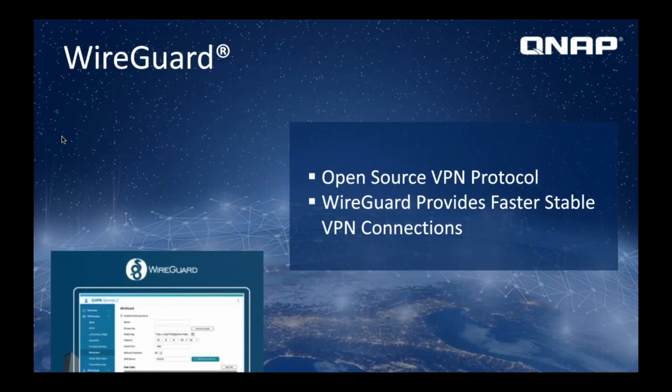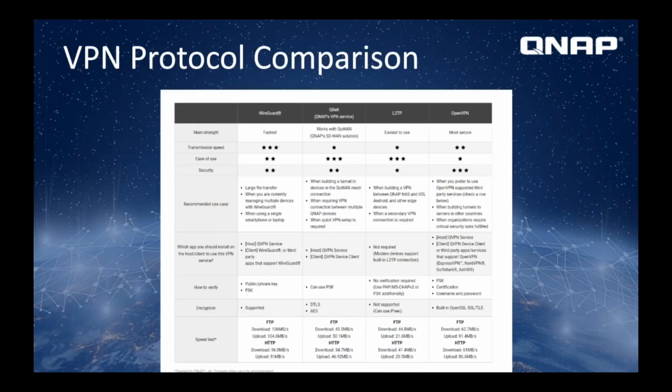WireGuard is also supported. WireGuard is an open source VPN protocol that QNAP now supports. It provides a fast, stable VPN connection, implementing several cryptography tools for secure VPN tunneling. We'll get into that more as this goes on.